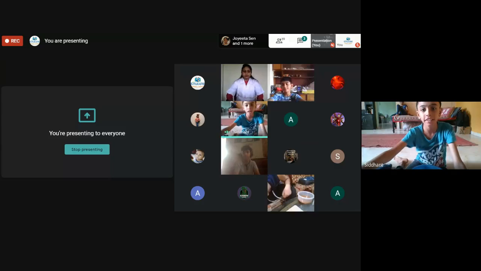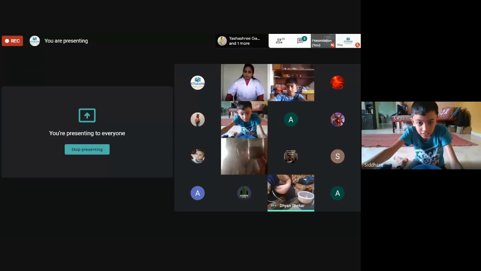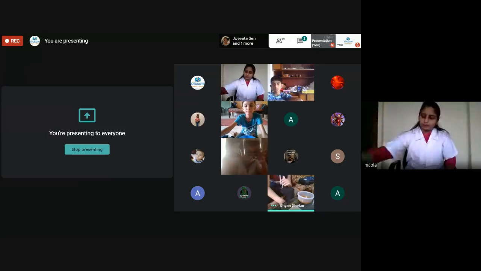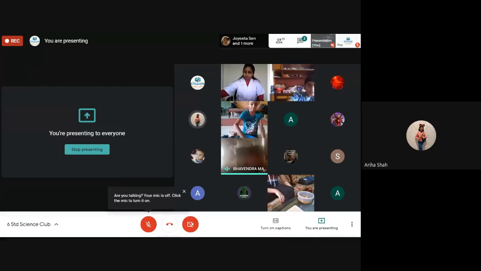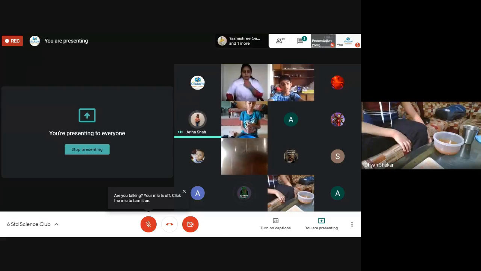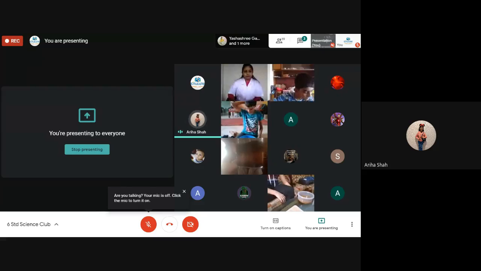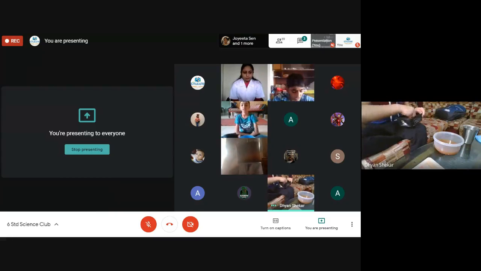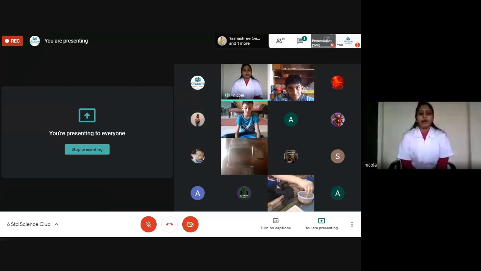The soil has settled at the bottom of the container. Yes, ma'am, the soil has settled down. I can see that there's a layer of soil at the bottom and there is water on the top.